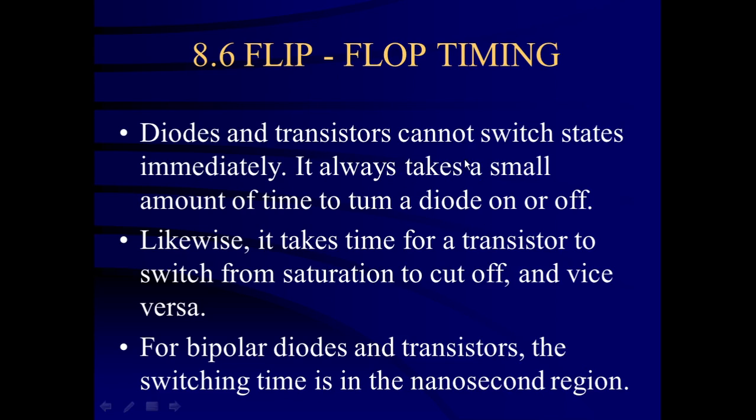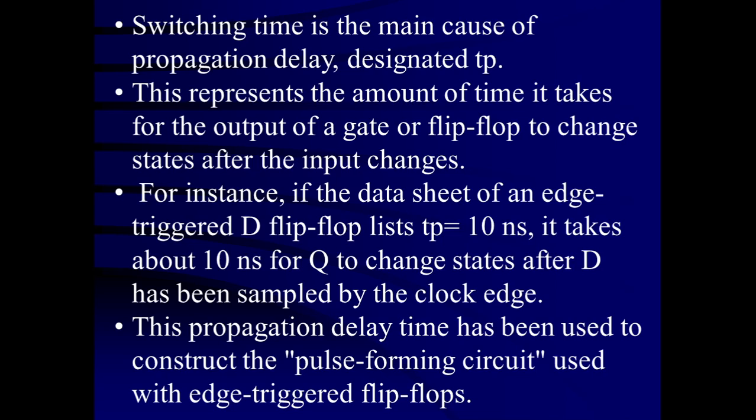So diodes and transistors cannot switch state immediately. It always takes a small amount of time to turn a diode on or off. Likewise, it takes time for a transistor to switch from saturation to cutoff and vice versa. For bipolar diodes and transistors, the switching time is in the nanosecond region. Switching time is the main cause of propagation delay time, and that is designated as tP.